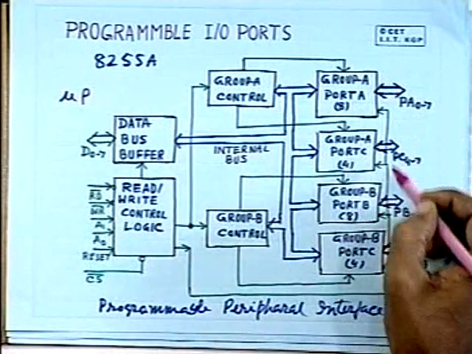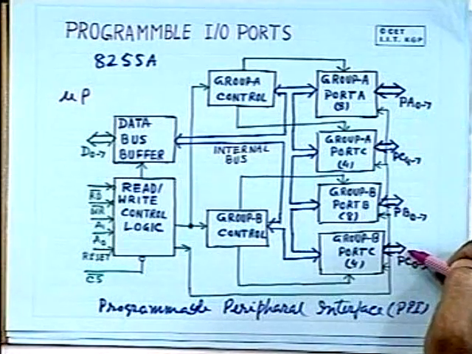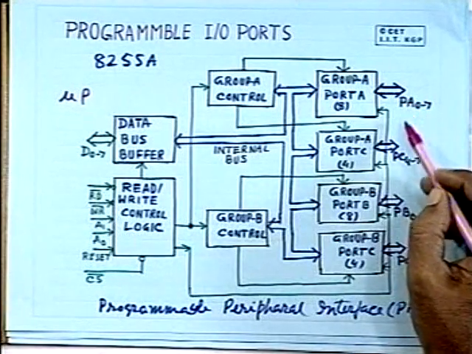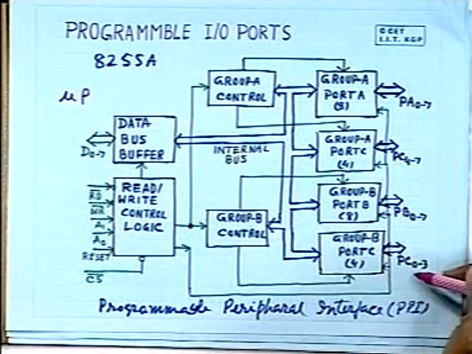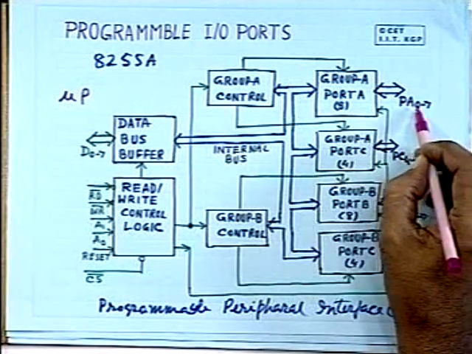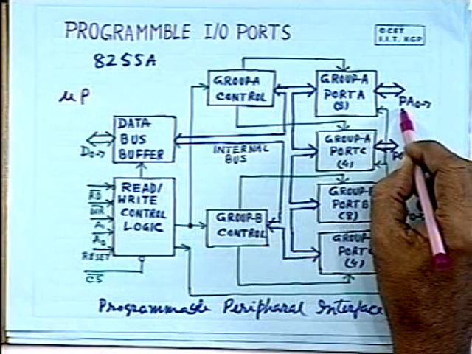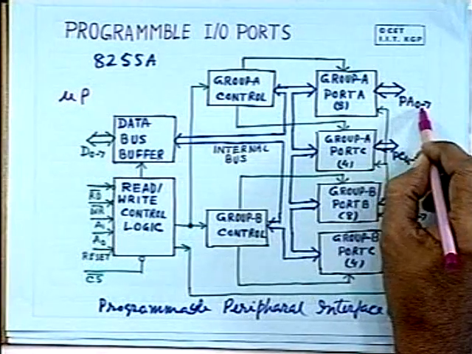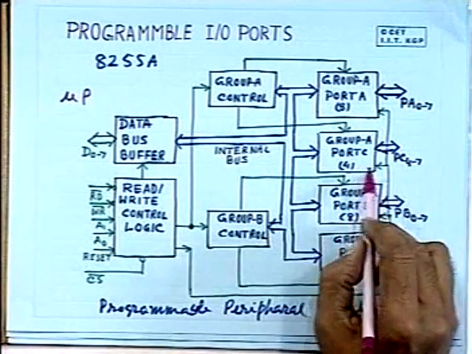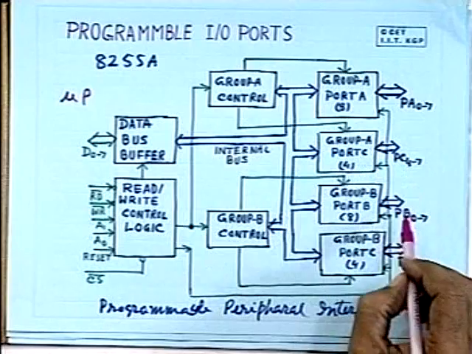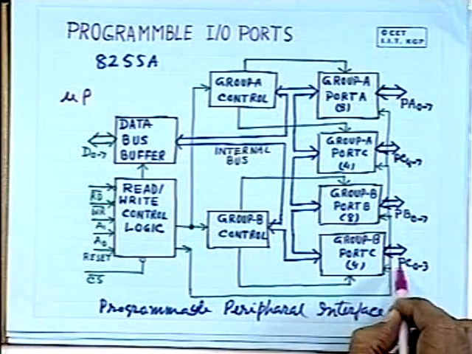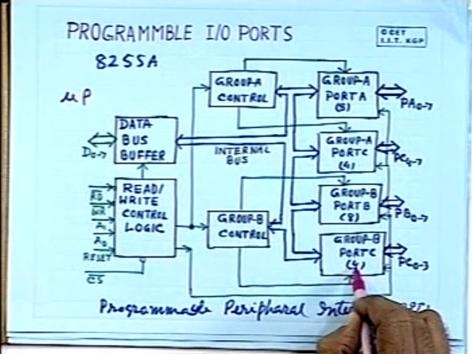And let us look at the peripheral side, or the I/O device side. As it appears, it has four I/O ports. PA0 to 7 is an 8-bit port, we can say port A, and PC4 to 7 is a 4-bit I/O port. Then PB, port B, is also an 8-bit I/O port, and port C, PC0 to 3, is a 4-bit I/O port.